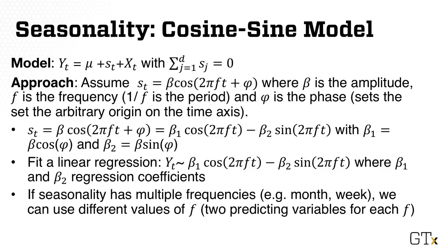The only known parameter in this formulation is f, since it is provided by the periodicity of the seasonality. The cosine curve is thus inconvenient for estimation because the amplitude and phase parameters do not enter the expression linearly. Fortunately, a trigonometric identity is available that allows reparametrization of the cosine curve as provided on the slide. Now we have a linear parametrization where beta 1 and beta 2 are the regression coefficients with the predicting variables given by cosine and sine of 2 pi f.